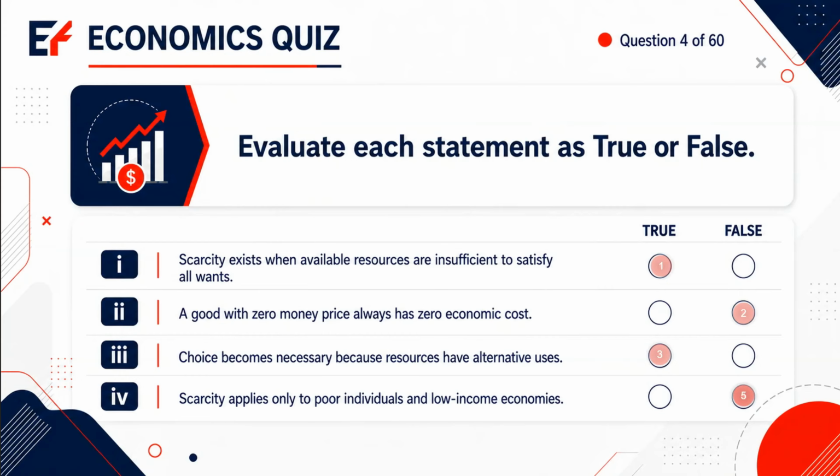Let's tie these ideas together clearly. Scarcity exists because resources are limited, while wants are greater than what those resources can fully satisfy. A zero money price does not mean zero economic cost, because getting something may still require time, effort, or giving up another opportunity. Choice becomes necessary because the same resources can often be used in different ways. Scarcity is not limited to poor people or poor economies. It affects individuals, businesses, governments, and wealthy societies too. The main idea is that scarcity is universal and it forces choices.